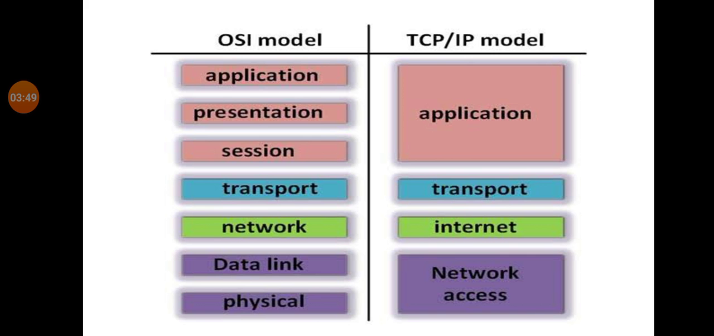Now the next layer is the internet layer. The work of the internet layer is to allow the host to insert packets into any network and then make them travel independently to reach the destination. Meaning the first work of the internet layer is that it allows the host, meaning the source, to put its packets into the network. Then it allows those packets to travel independently to reach the destination.